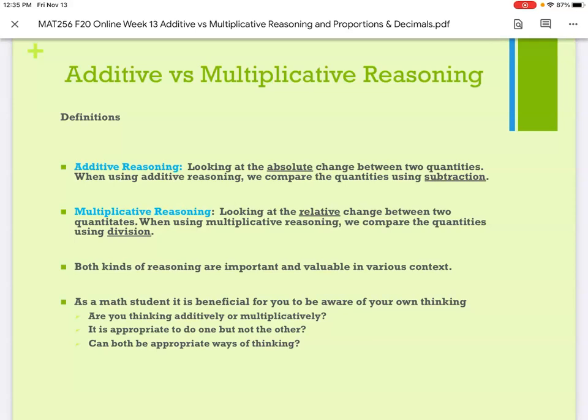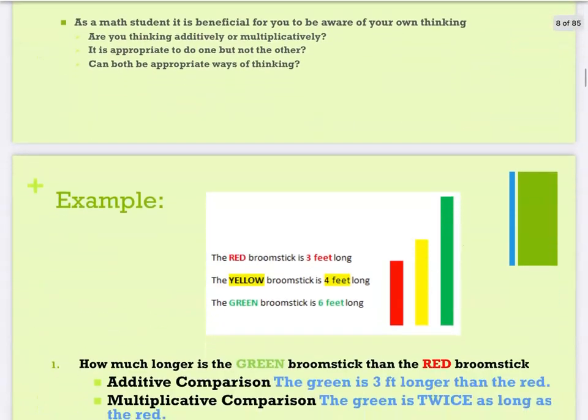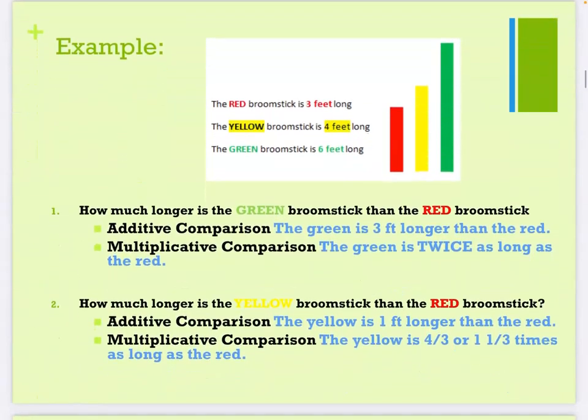Both kinds of reasoning are important and valuable in various contexts. As a math student, it's beneficial for you to be aware of your own thinking. Are you thinking additively or multiplicatively? Is it appropriate to do one but not the other? Or can both be appropriate ways of thinking? Let's look at an example.